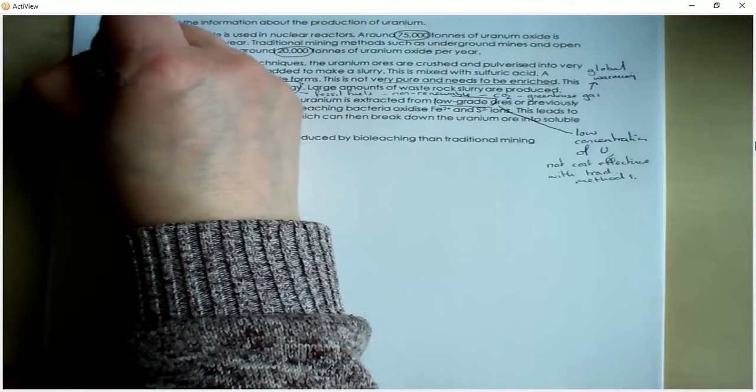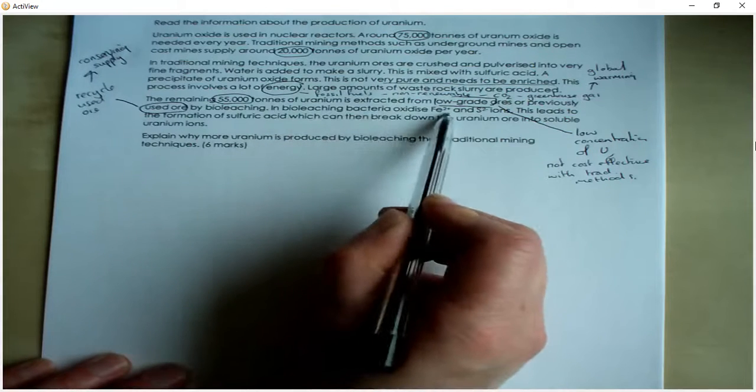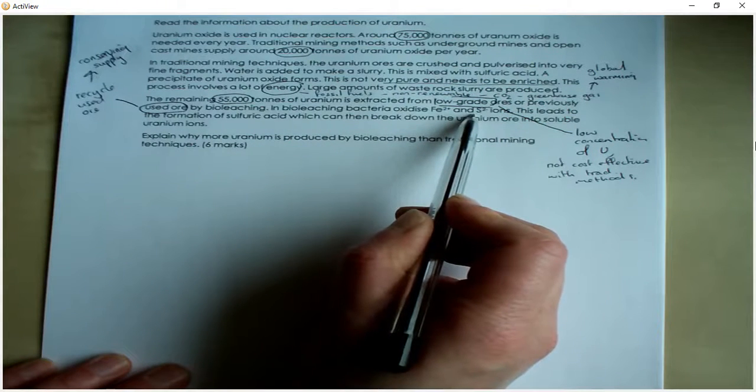I think for uranium, it's not particularly important. I think we've got over 100 years worth of uranium stocks, but for other metals, it's more important. In bioleaching, bacteria oxidize Fe2+ and S2- ions. This leads to the formation of sulfuric acid, which can then break down the uranium into soluble uranium ions.